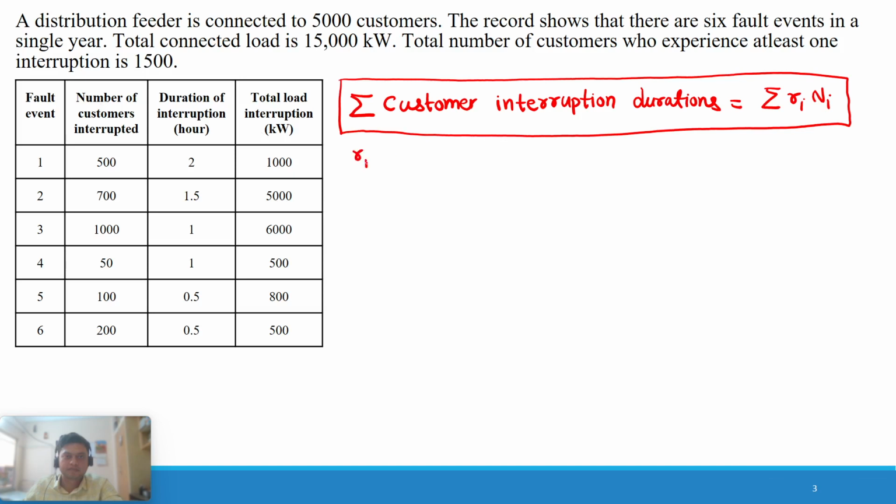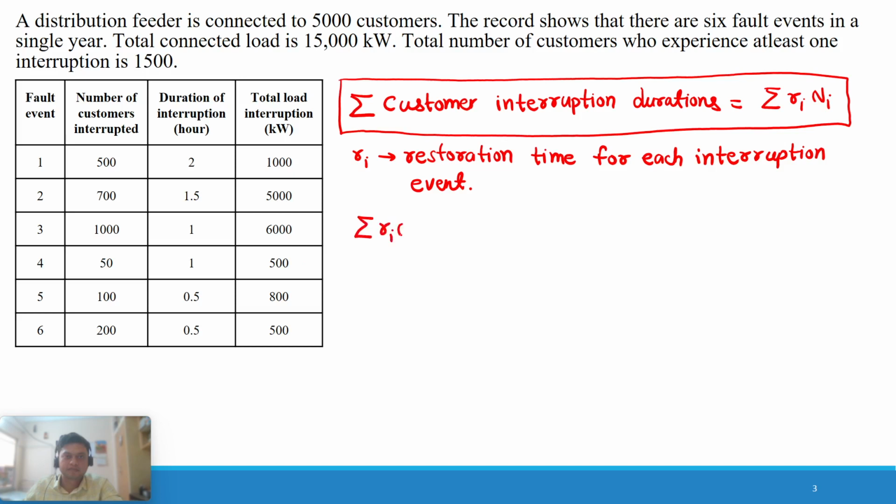So here R is the restoration time for each interruption event. Ri is the restoration time for each interruption event, that you can say is the duration of interruption. So we will calculate this customer interruption duration, sigma RiNi.